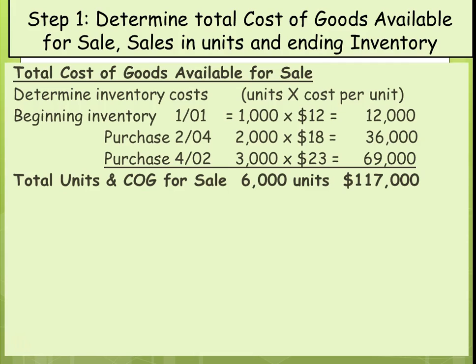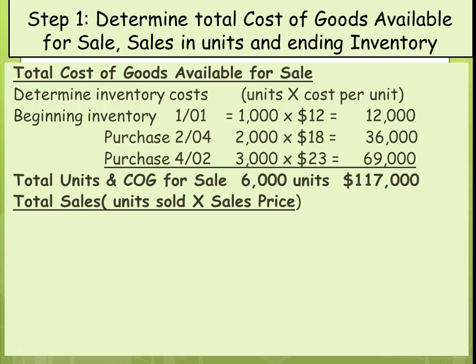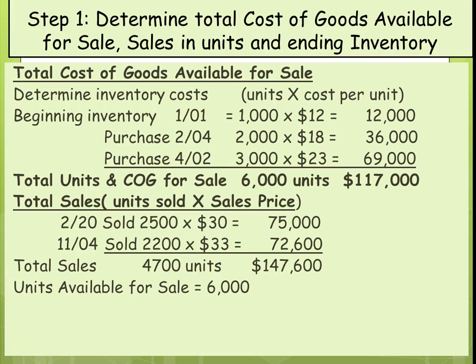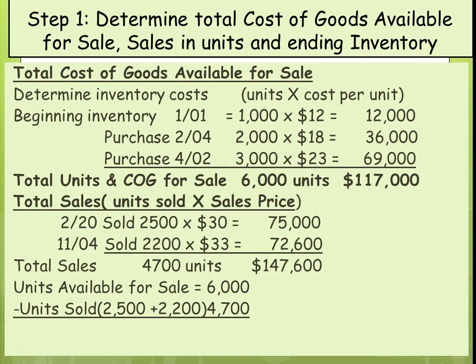Now I'm going to figure out what my total sales are. I'm going to take the units sold on 2/20 times $30 and the units sold on 11/4 times $33, and that is the sales number associated with the 4,700 units that were sold. Now, I'm going to figure out how many units I have in ending inventory. So I'm going to take my total units available for sale and subtract out the units that were sold, and that tells me how many units are in ending inventory.